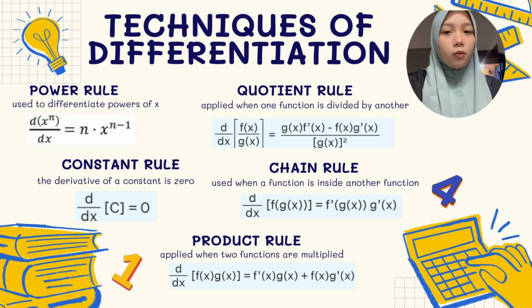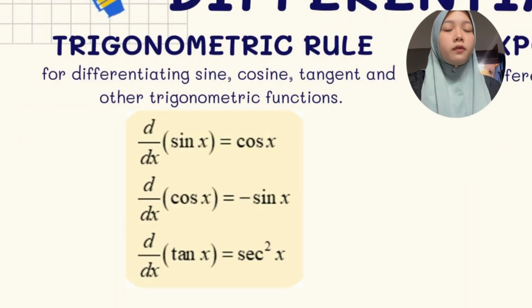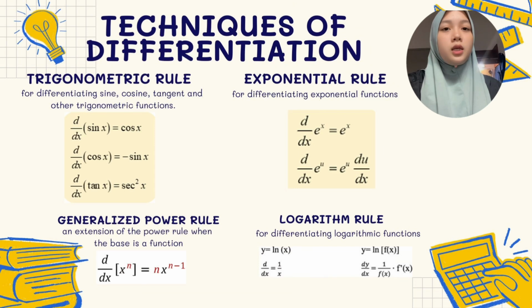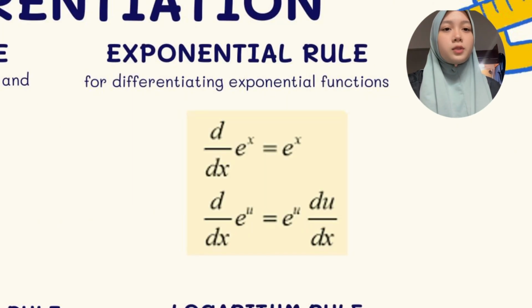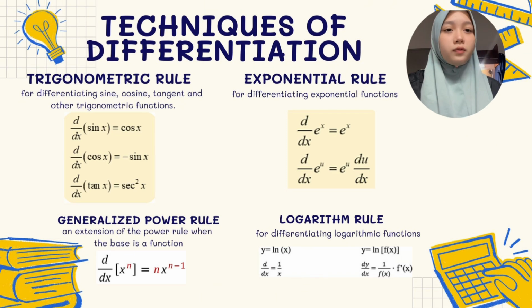Fifth, we have the product rule. It is applied when two functions are multiplied. Sixth, we have the trigonometric rule. It is used for differentiating sine, cosine, tangent and other trigonometric functions. Seventh, we have the exponential rule. It is used for differentiating exponential functions.